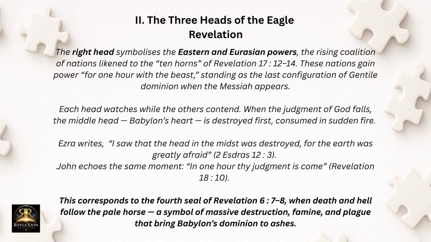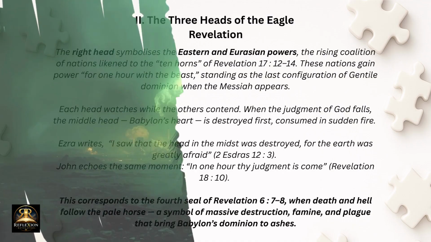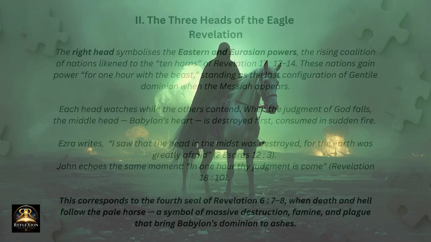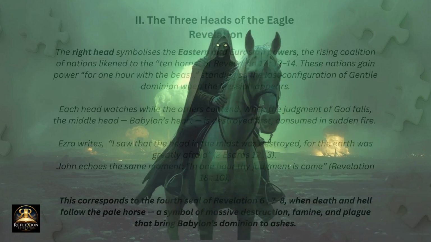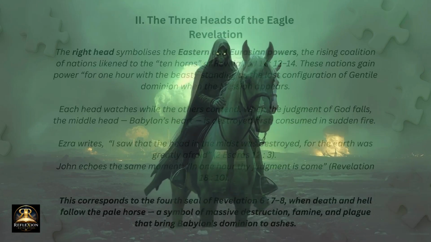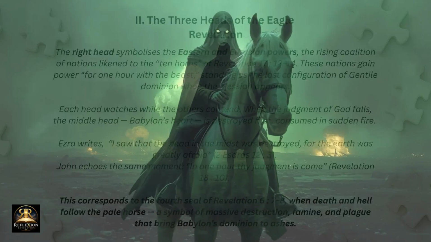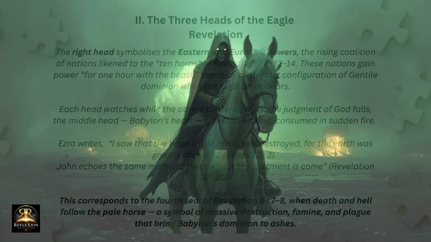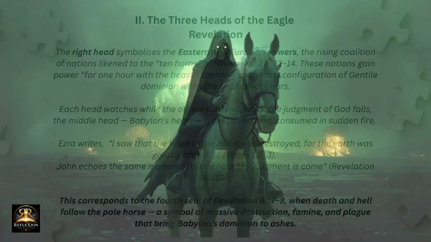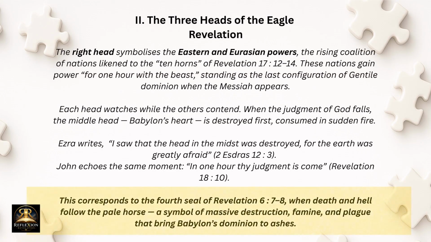Anyway, this corresponds with the fourth seal, when death and hell follow the pale horse. It's very peculiar. You've got death and hell coming down. I wonder why, because it's probably mass destruction. Death just thought, you know what? I might as well pop out today. Anyway, a symbol of mass destruction, famine, and plague that bring Babylon's dominion to ashes.